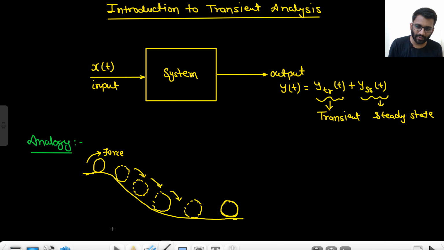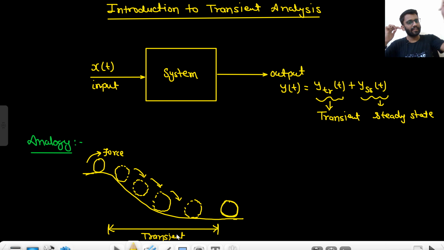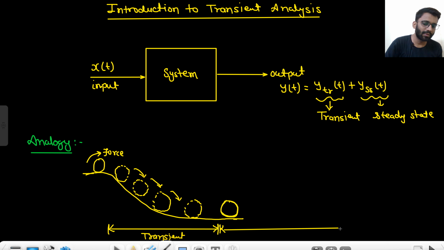So this much of time is called transient. From here to here, this time is transient. In this state you haven't reached the steady state, you are going to a particular state, and after that it is stabilized. So from here till the end, you call this time steady state. This is steady state.